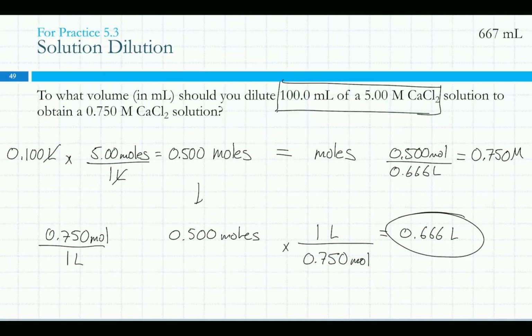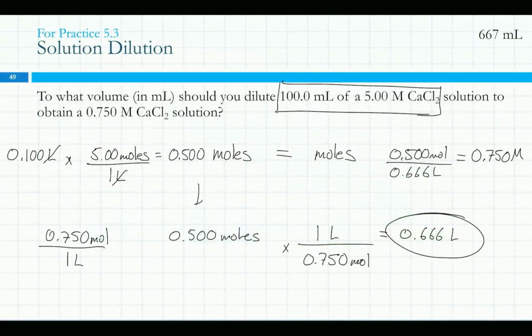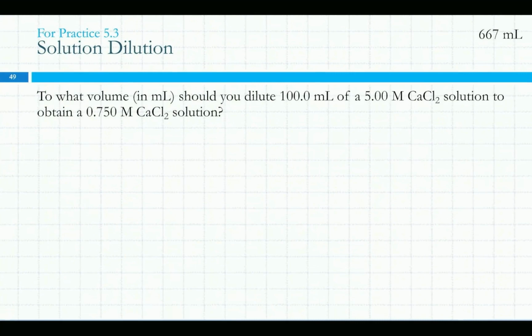Most of the time, you're asking the question the other way. It's, I want to make a solution with this concentration. How much of the other solution of whatever concentration do I need to add? Okay, so if we start over and we just use the solution dilution equation, it's capital M, M1 V1 equals M2 V2.